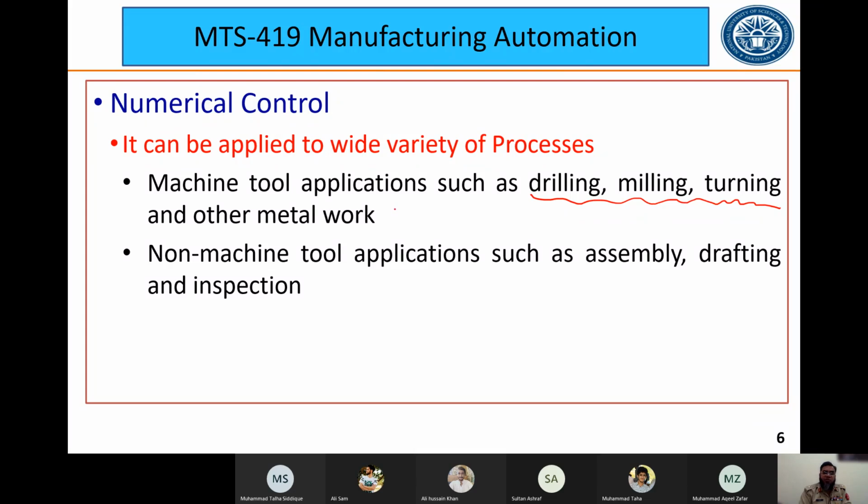Then there are non-machine tool applications such as assembly, drafting, and inspection. That can also be carried out with the help of a computerized numerically controlled machine. So how can inspection be carried out with a computer? Can somebody throw some light on this?